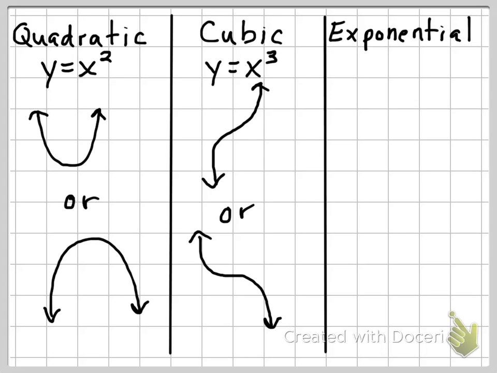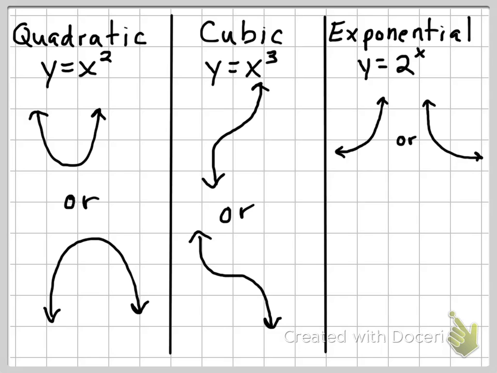Okay, now the exponential graph. Remember, it's something like y equals 2 to the x. But again, this 2 could be any number, not just a 2. But the x is in the exponent. This is what the graph looked like. It went up on one side and flat on the other. Or it could be turned around and be up on the left side and flat on the right.